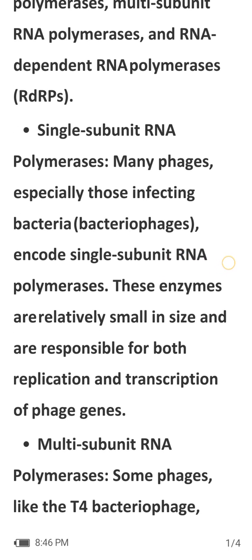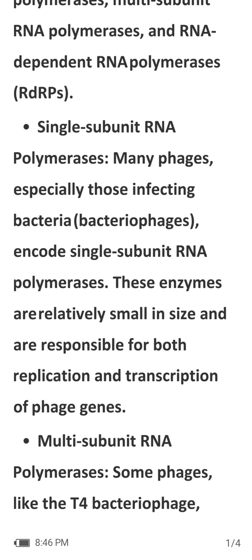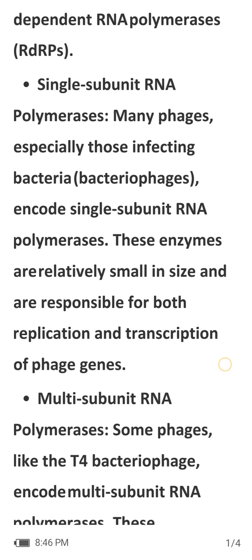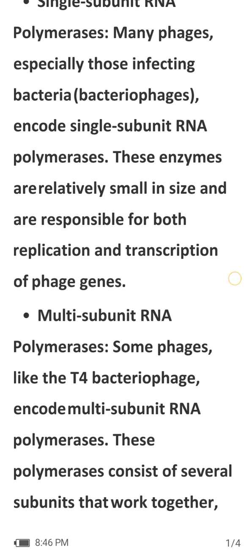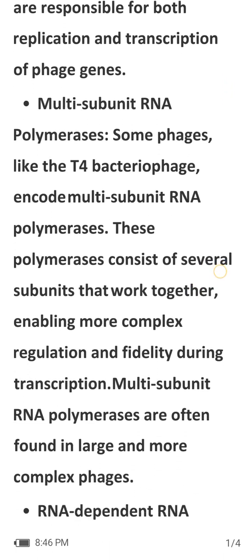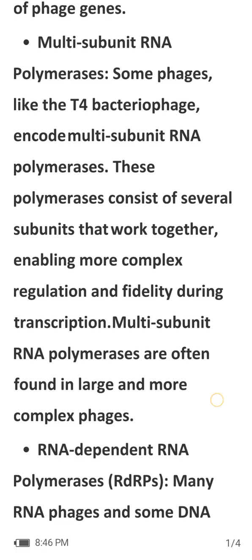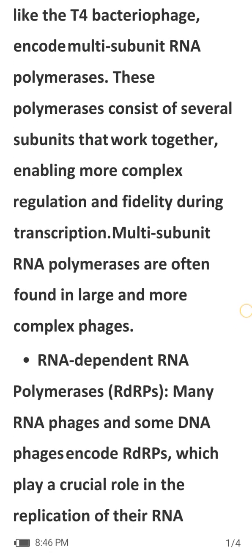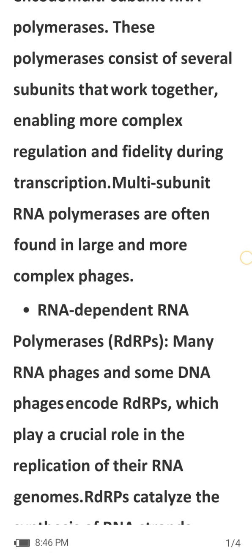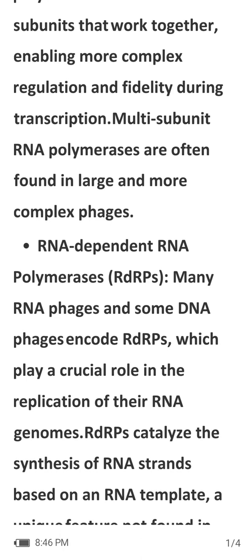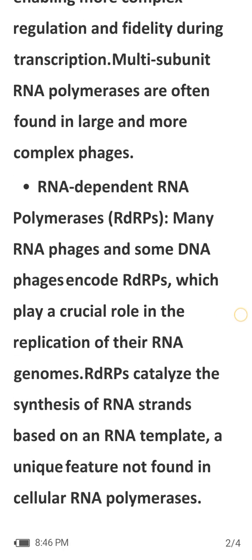Single subunit RNA polymerase: many phages, especially those infecting bacteria, encode single subunit RNA polymerases. These enzymes are relatively small in size and are responsible for both replication and transcription of phage genes. Multi-subunit RNA polymerase: some phages like the T4 bacteriophage encode a multi-subunit RNA polymerase. This polymerase consists of several subunits that work together, enabling more complex regulation and fidelity during transcription. Multi-subunit RNA polymerases are often found in larger and more complex phages.